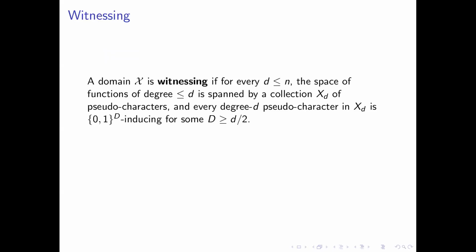to witness all degrees of our domain. And so we say that a domain is witnessing if I take a degree D and I consider the space of functions that are of degree no greater than D, then this is spanned by pseudo characters. And every degree D pseudo character, we also require that these pseudo characters be 0-1D inducing for some D. And this D less than 1/2, don't worry about that for now.